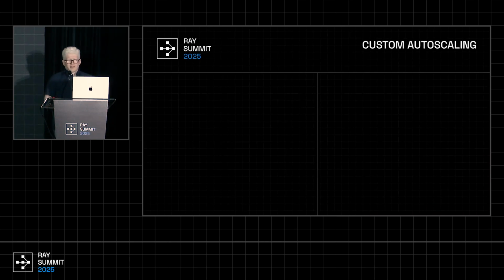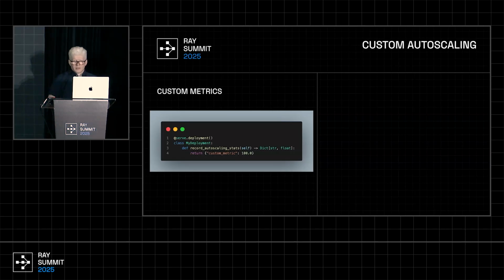In order to use custom autoscaling within Ray Serve, the first thing users have to do is implement a function called record autoscaling stats in their deployment. This function is expected to return a dictionary of metrics. And again, this is completely controlled by the user. They can choose to populate this dictionary the way they want to. Serve will periodically poll this function and transfer the metrics from replica to controller at some regular cadence.